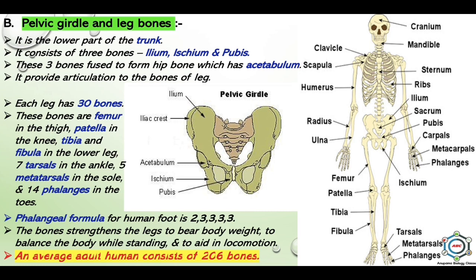An average adult human consists of 206 bones in the body. Now, you know that there are some differences in the male and female skeleton. These differences are: in the female, the skull is lighter, shoulders narrower, sacrum short but wide, and pelvis wider for the opening to facilitate childbirth. The coccyx is more movable than in men.